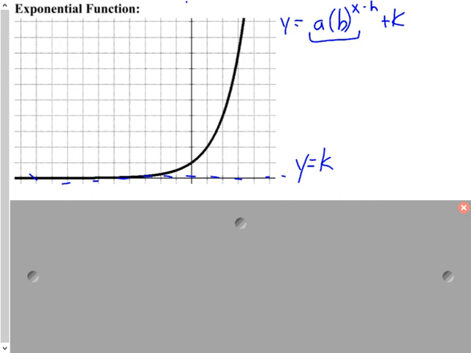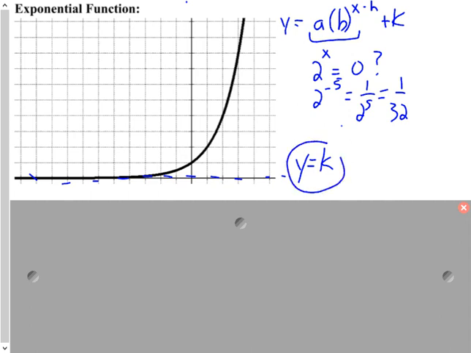If we think of something simple, like this one's probably 2 to the x, can we get this to equal 0? Well, if we do 2 to the negative 5, we get 1 over 2 to the 5, which is really small, but not 0. We can keep getting smaller and smaller, but we won't ever reach 0. So that's why our horizontal asymptote is y equals k. Basically, in this first diagram, y is 0.